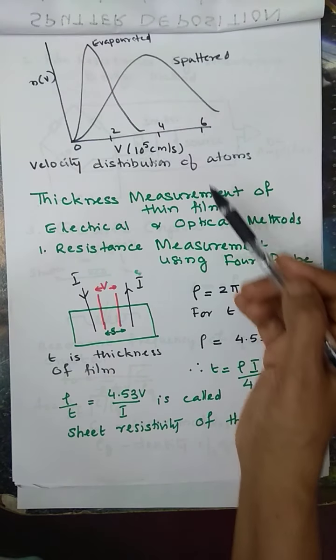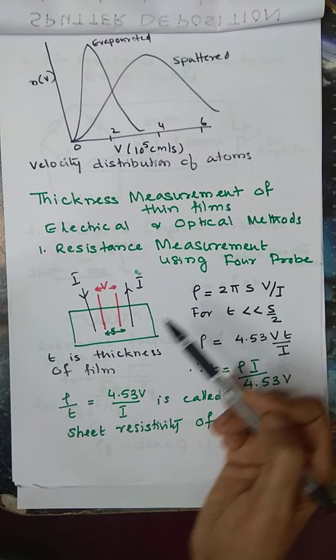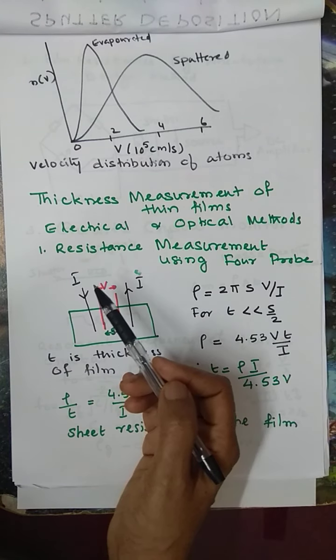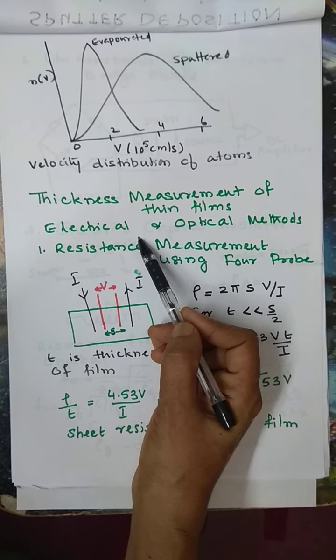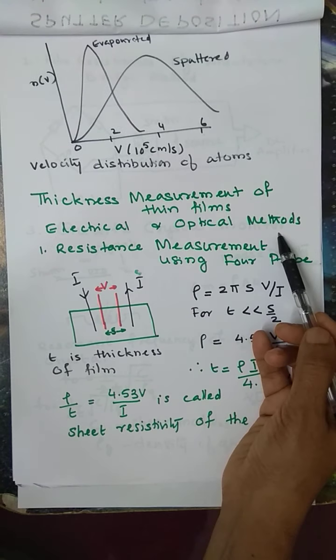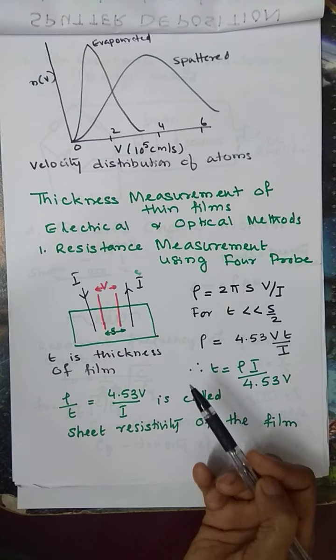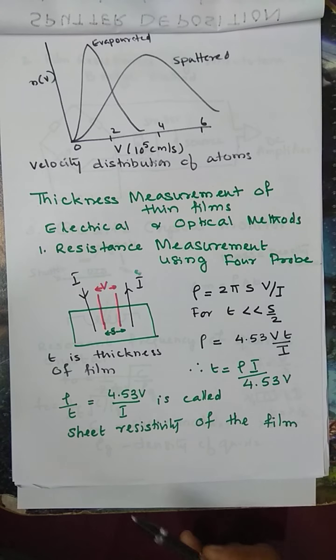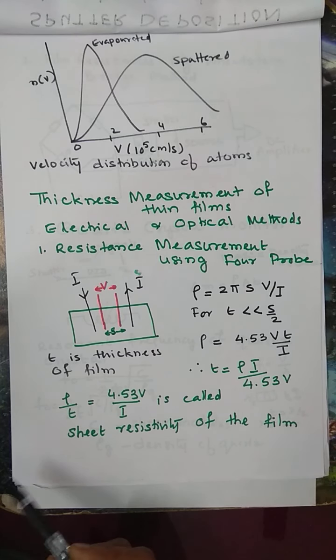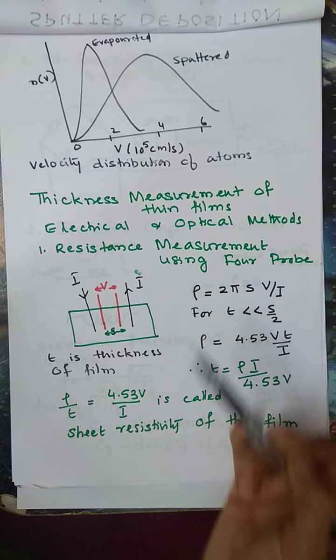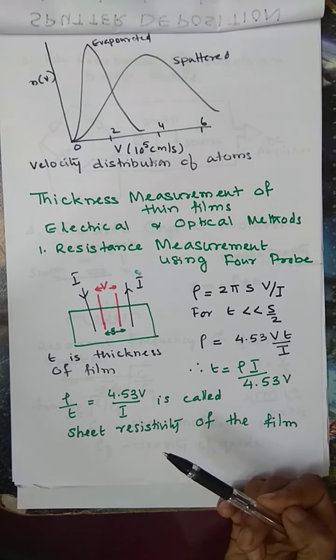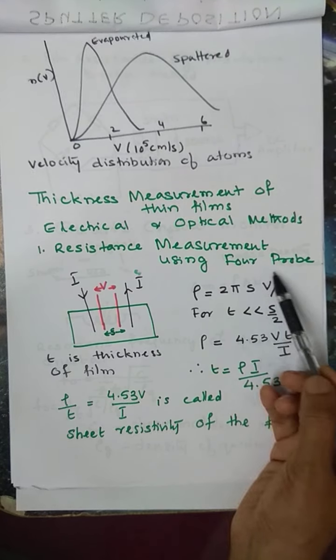Once we have deposited films, we need to measure the thickness of the film. There are different methods of measurement of thickness. One is the electrical method and the other is the optical method. These two methods are the commonly used techniques to determine the thickness of the film. First, let us look at the resistive measurement. You are measuring the resistance to determine the thickness. So this is using the 4-probe method.